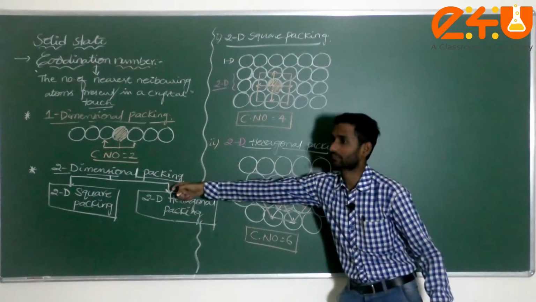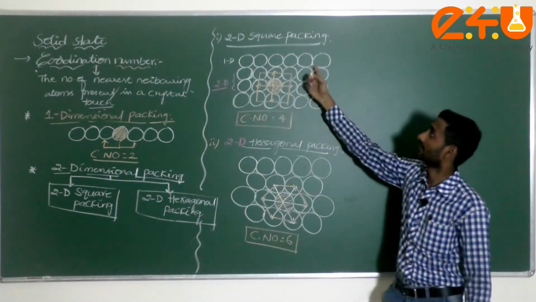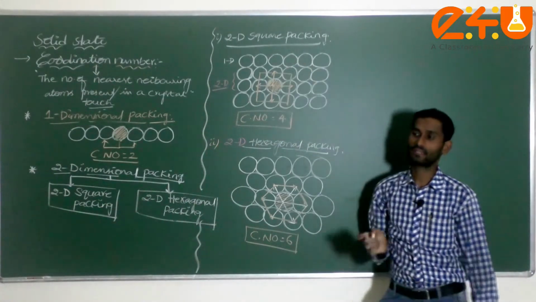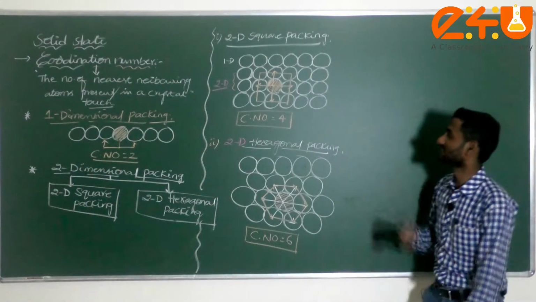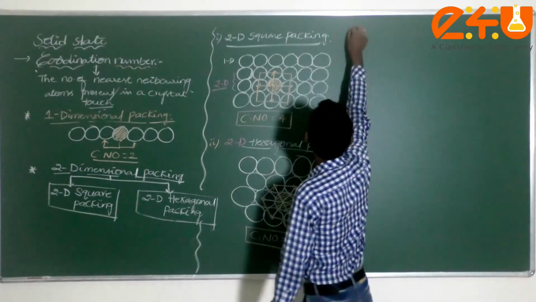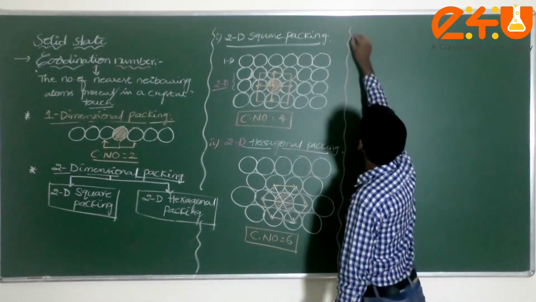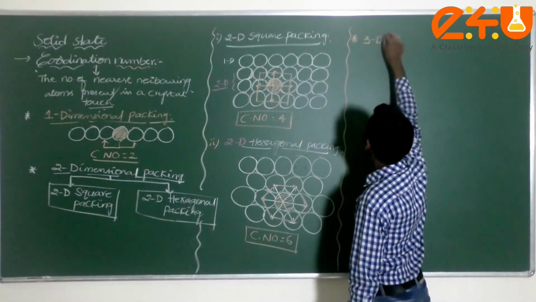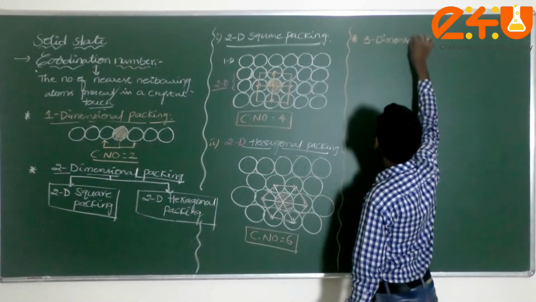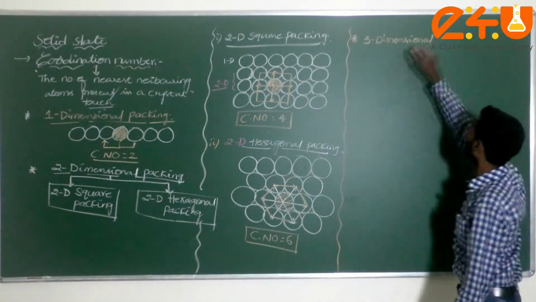One dimensional is completed. Next one, 2 dimensional. In the 2 dimensional, we are having 2D square packing and as well as 2D hexagonal packing. Am I correct? Next one, very important. That is the third one. It is called, dear students, 3-dimensional close packing.